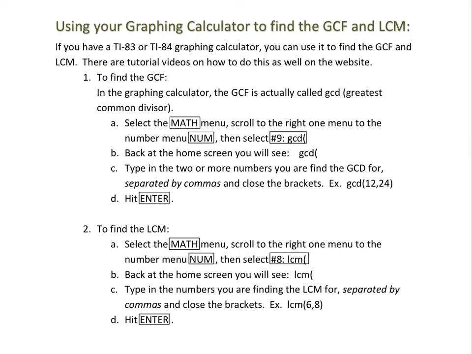To get the GCF, or GCD, you would select the Math menu and scroll to the right one menu to get to the Number menu. Then scroll down and select number 9, GCD.